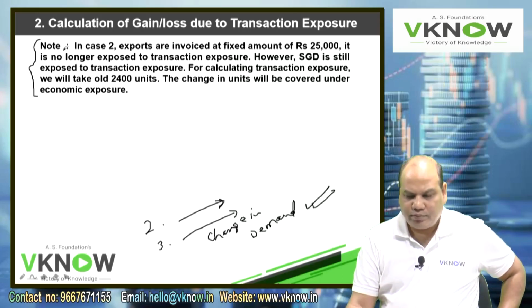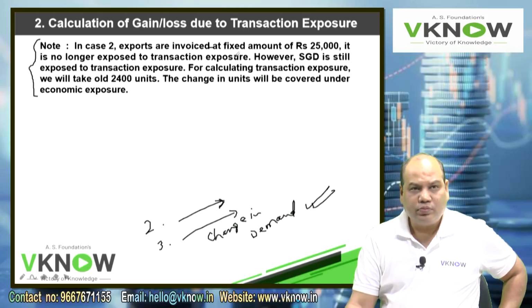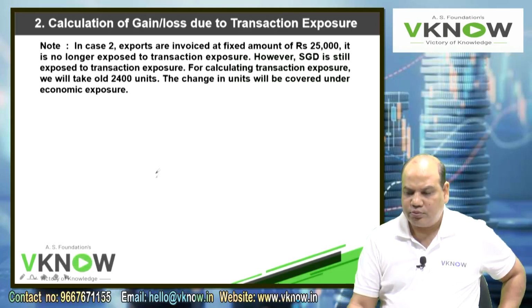Okay, start writing. Note, in case 2, exports are invoiced at a fixed amount of rupees 25,000. It is no longer exposed to transaction exposure. However, SGD is still exposed to the transaction exposure.